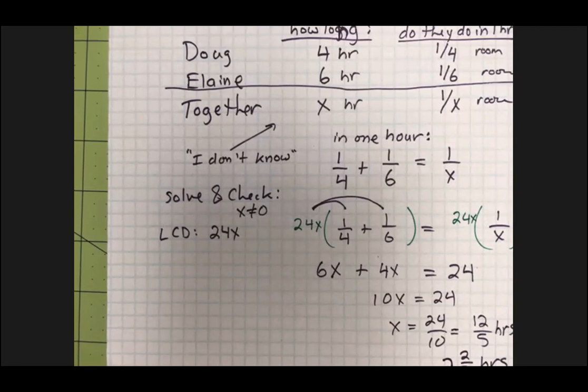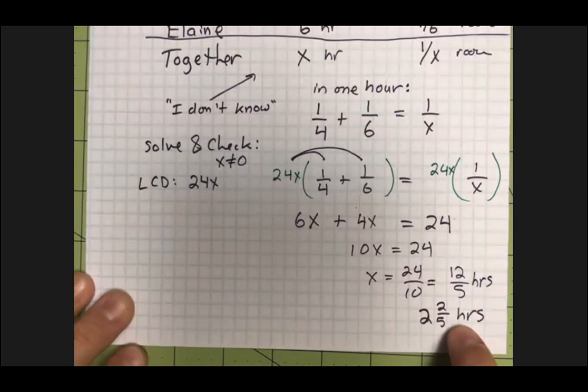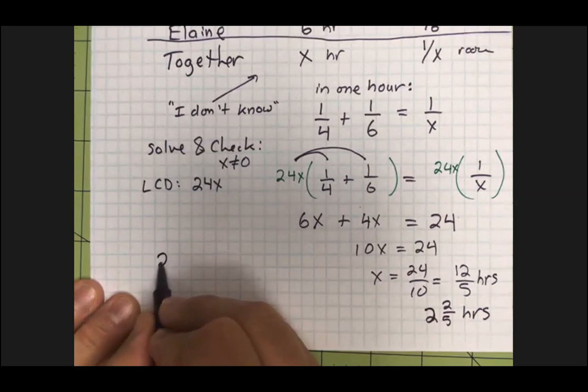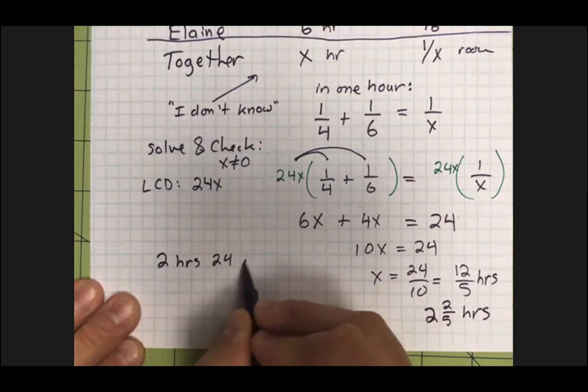want to think like a human. A fifth of an hour is what, 12 minutes? Each hour has 60 minutes, right? So 2/5 of an hour, 2 times 12 is 24 minutes. So it's 2 hours and 24 minutes.